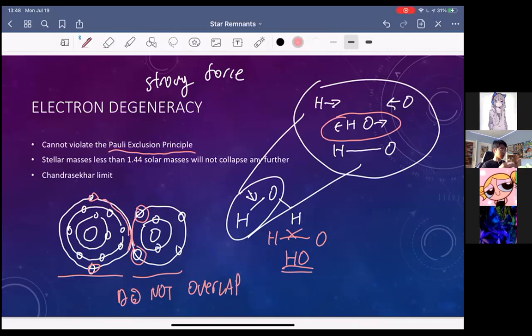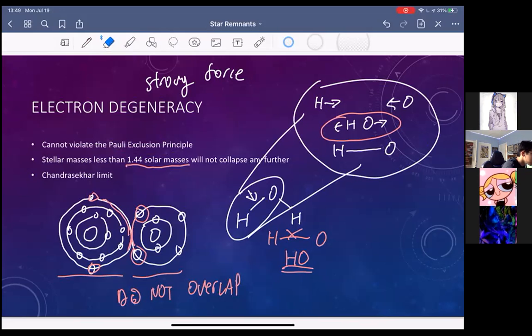White dwarfs are completely electron degenerate, where all their atoms are forced together. As long as that white dwarf is less than 1.44 solar masses, which means it cannot be heavier than 1.44 times our sun's mass, it's not going to collapse any further and will just stay as a white dwarf for the rest of its life. If that white dwarf is bigger than 1.44 solar masses, then we might run into collapsing even further.